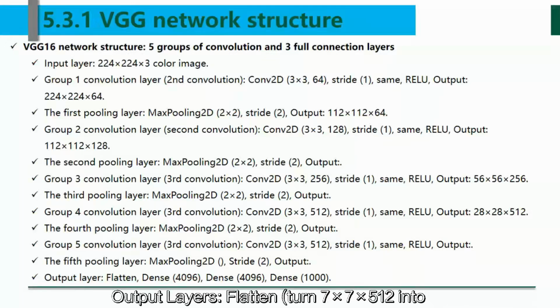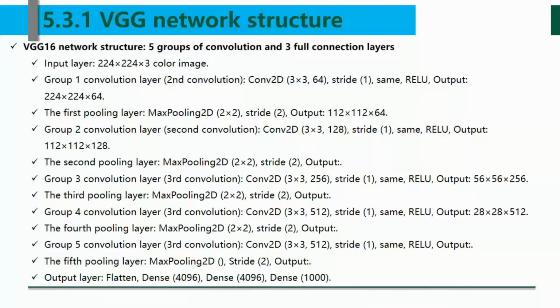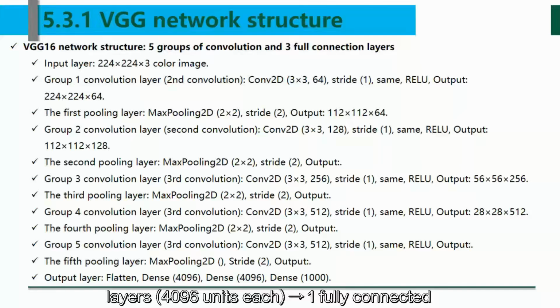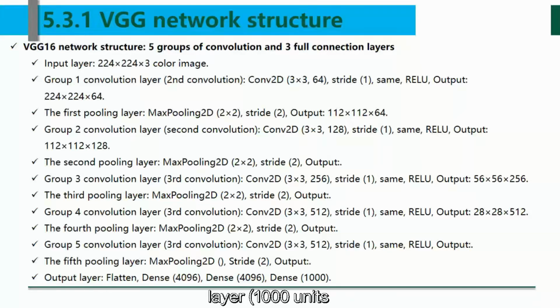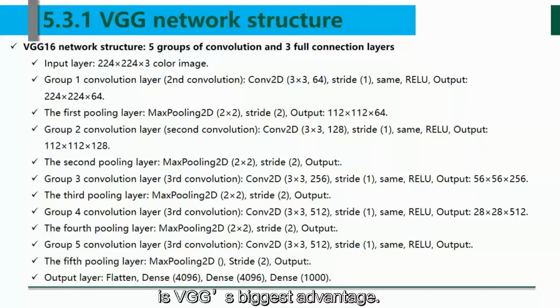Output layers: flatten, turning 7 by 7 by 512 into a 25088-dimensional vector, then 2 fully connected layers with 4096 units each, and one fully connected layer with 1000 units, for ImageNet's 1000 classes. Every step's dimension change is regular. This is VGG's biggest advantage.